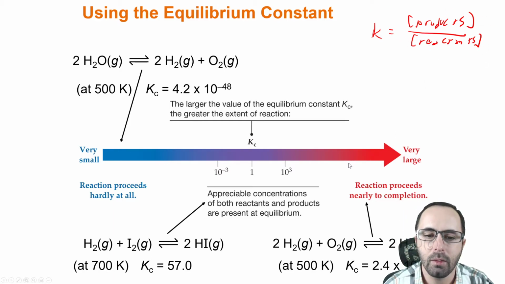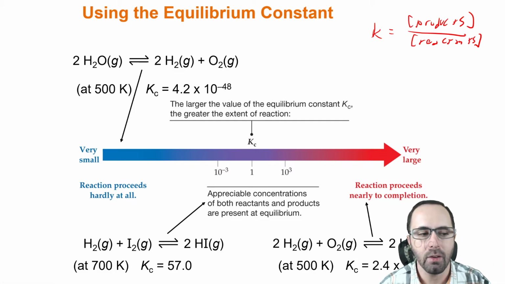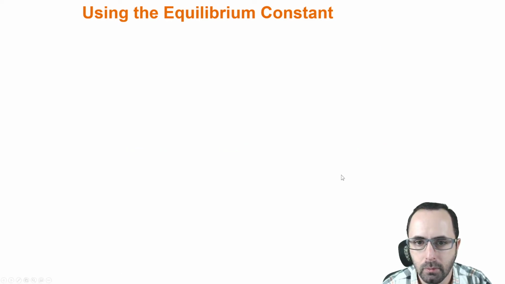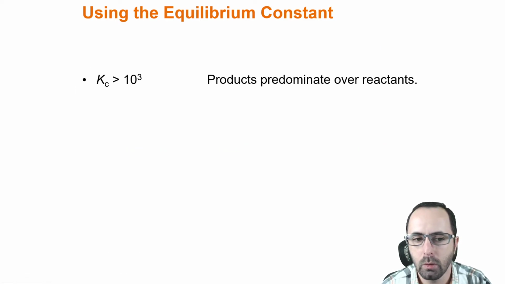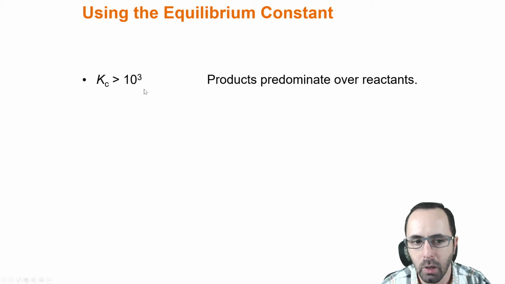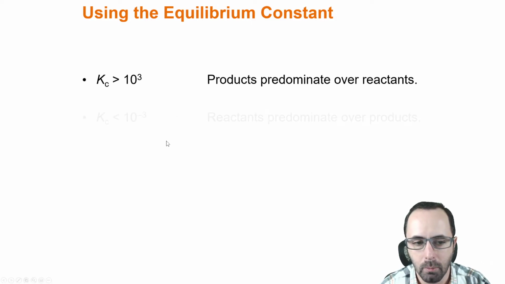And so K tells us how far the reaction will go and what the amount of products versus reactants will be once the reaction has stopped, essentially. So again, this is not something you want to memorize. This is something you want to understand. If you have a K that is big, let's say bigger than 1,000 or so, products predominate over reactants at equilibrium. We've got lots and lots of products once we get to equilibrium.